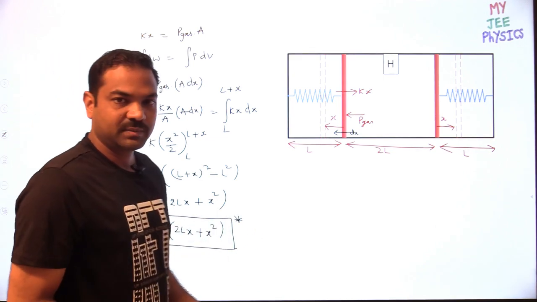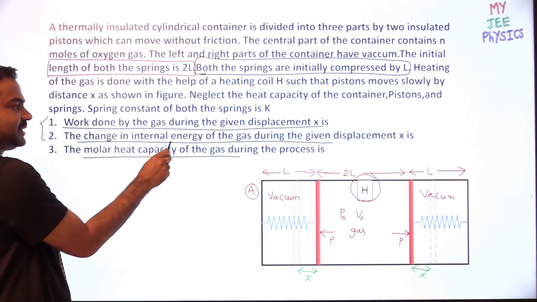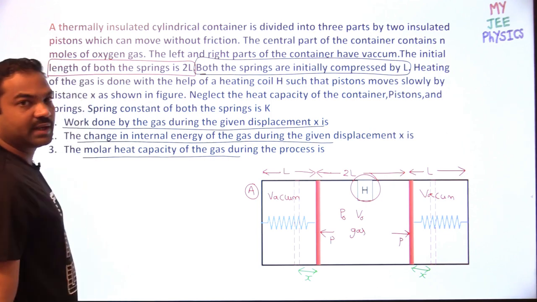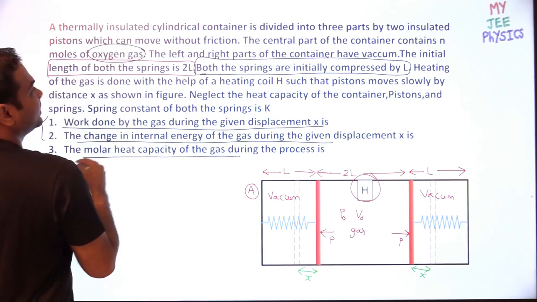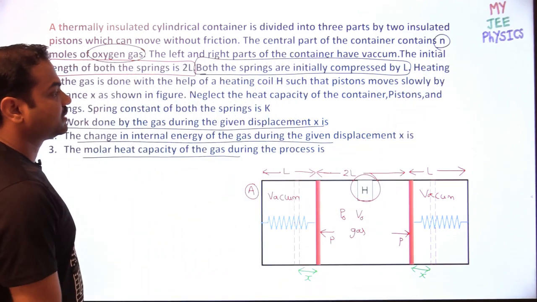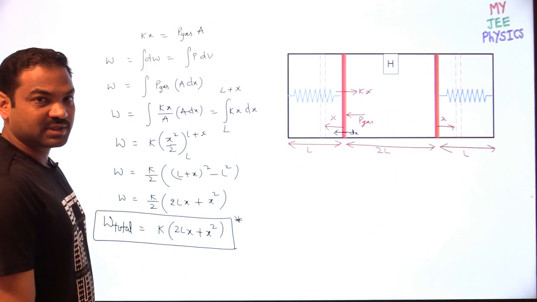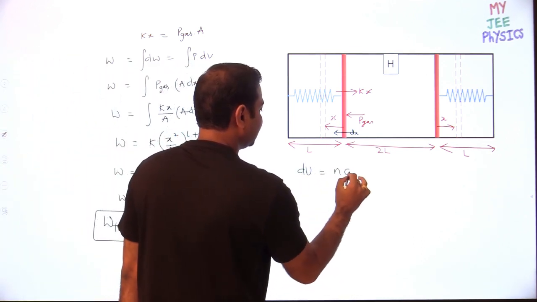Okay. Now similarly, what is the other question? The other question is the change in internal energy of the gas. What is the given gas? The given gas is oxygen, a diatomic gas, and N number of moles are there. Okay. So how to find out the dU value, the change in internal energy? Let us calculate here. dU is equal to nCv dT.